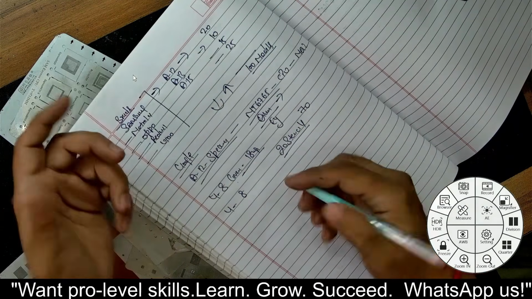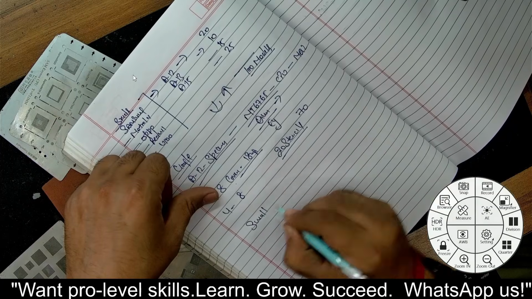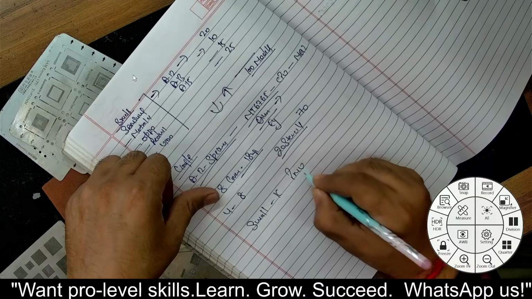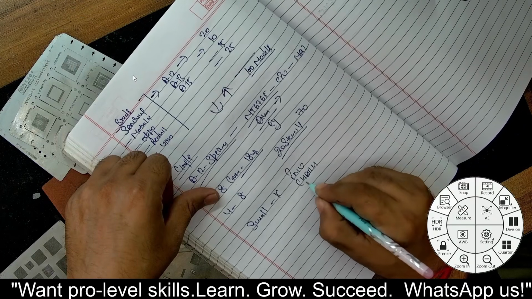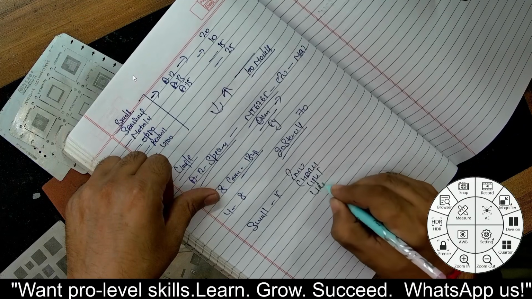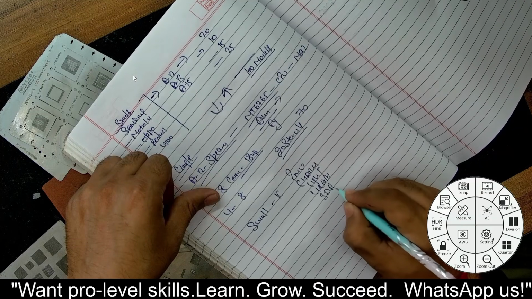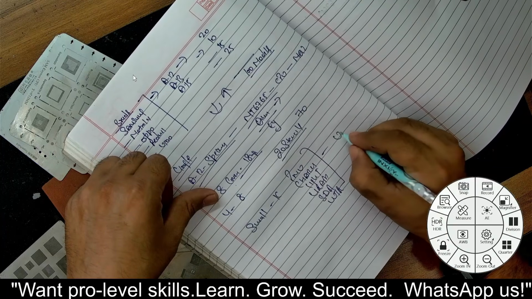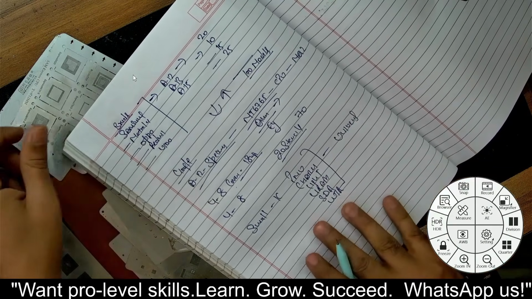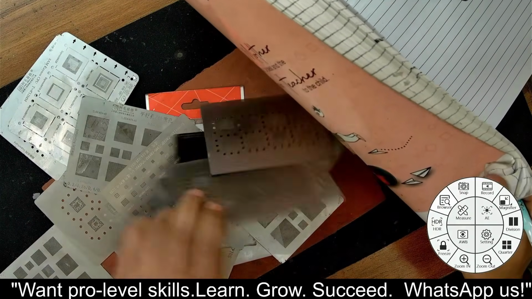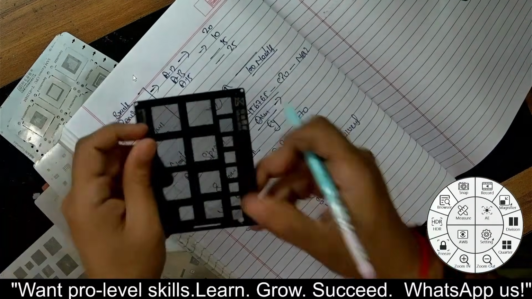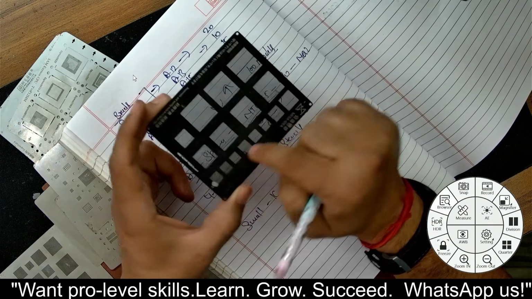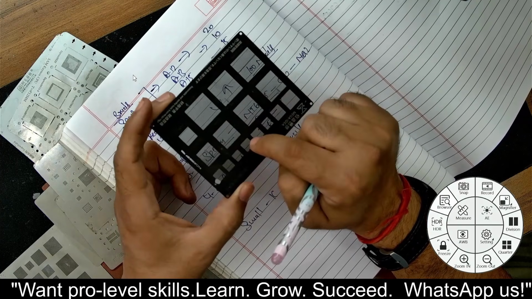Now let's talk about the other ICs, like small ICs: PMU, charging, light IC, graphic, SDR for the network, WTR. For these you have to buy a single stencil called a universal stencil. Let me show you a universal stencil. So here it is. This is a universal stencil. There are many holes of different types in it, so all the small ICs will be covered by this.